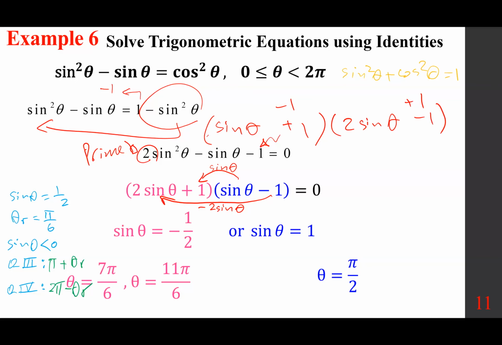And just for the sake of argument, if the question was not in this interval, but all solutions, then you would write this one plus 2n pi or 2k pi, this one plus 2n pi or 2k pi, the same thing, this one plus 2k pi or 2n pi. Okay, you just add that.